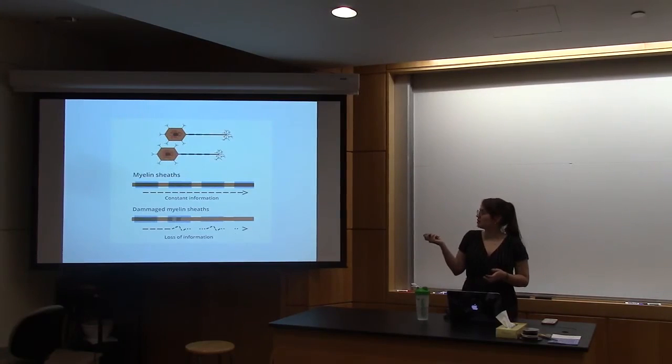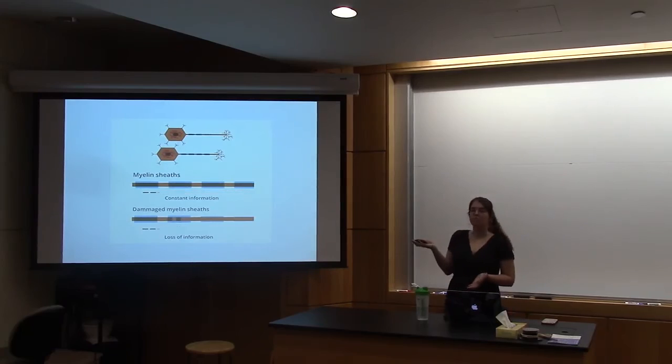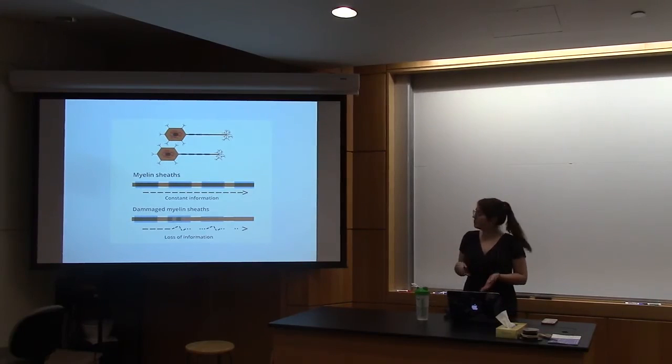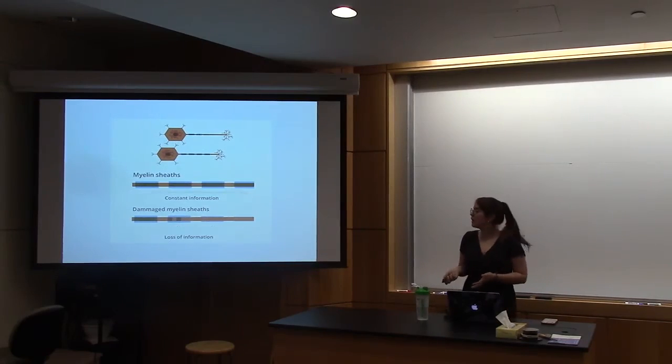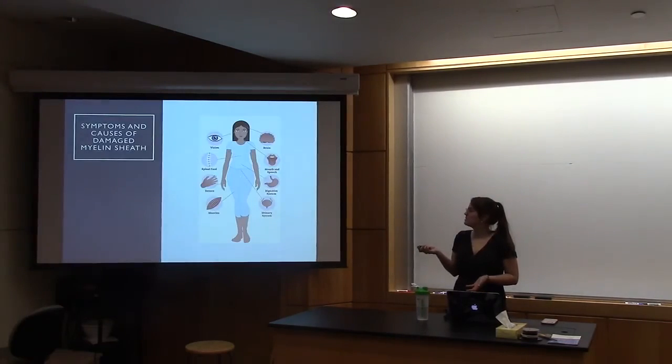So this is like a logic of our healthy neuron, where we have constant information flowing through our axon. And here we have a successful synapse, so the brain is able to communicate with the rest of the body. Here we have the damaged myelin sheath, and we can clearly see that there's a loss of information. So in this case of MS, the brain will not be able to communicate with the rest of the body, so we'll see various symptoms that we see in MS.